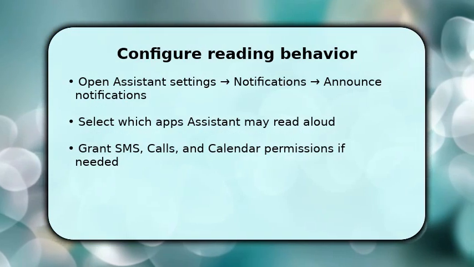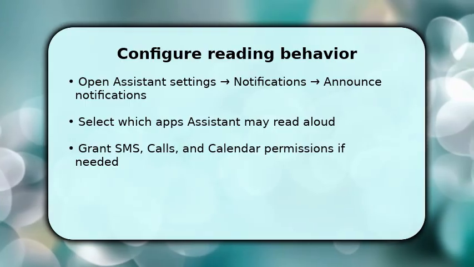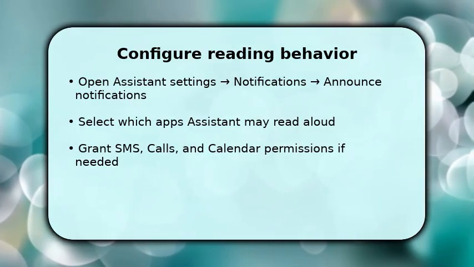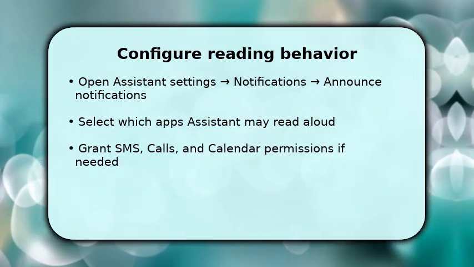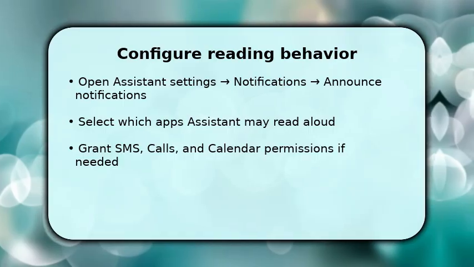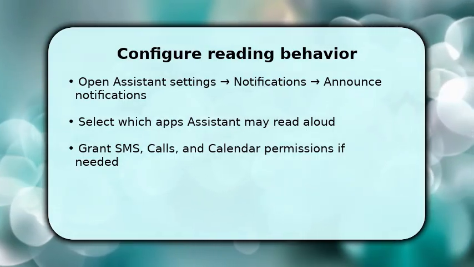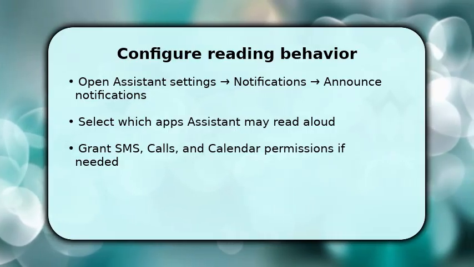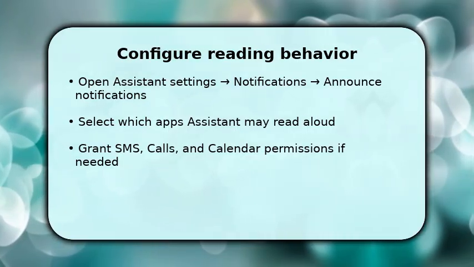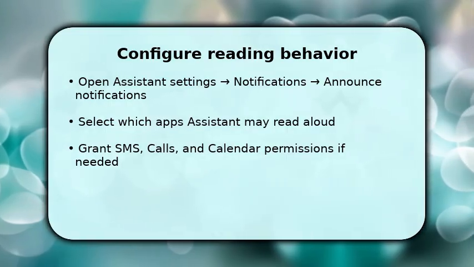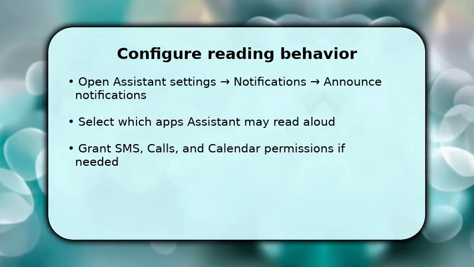Now you configure what Assistant will actually read and when. Go to Google app > More > Settings > Google Assistant > Notifications > Announce Notifications, then toggle it on. After that, pick specific apps, messaging, email, and calendar, so Assistant only speaks desired alerts. Also check permissions for SMS, calls, and calendar inside Android settings and allow them for Google.